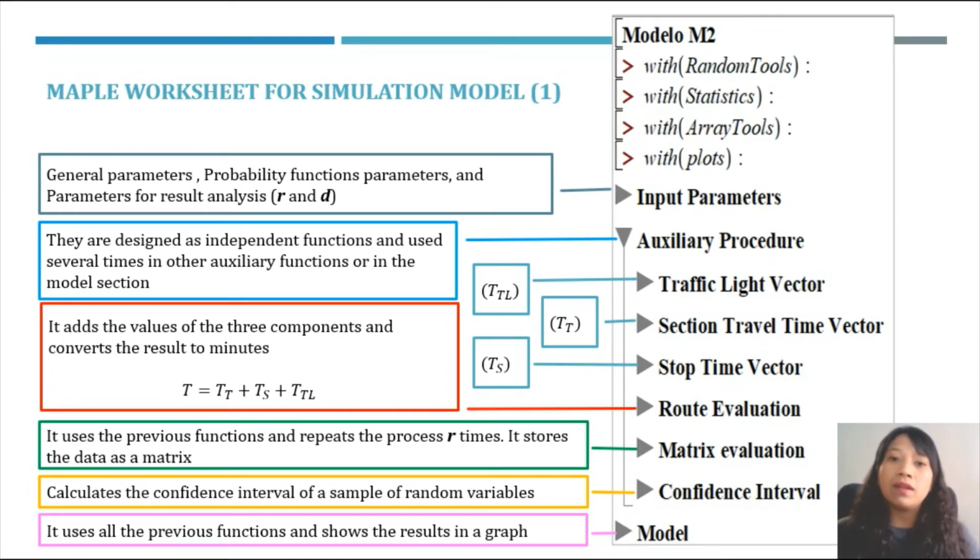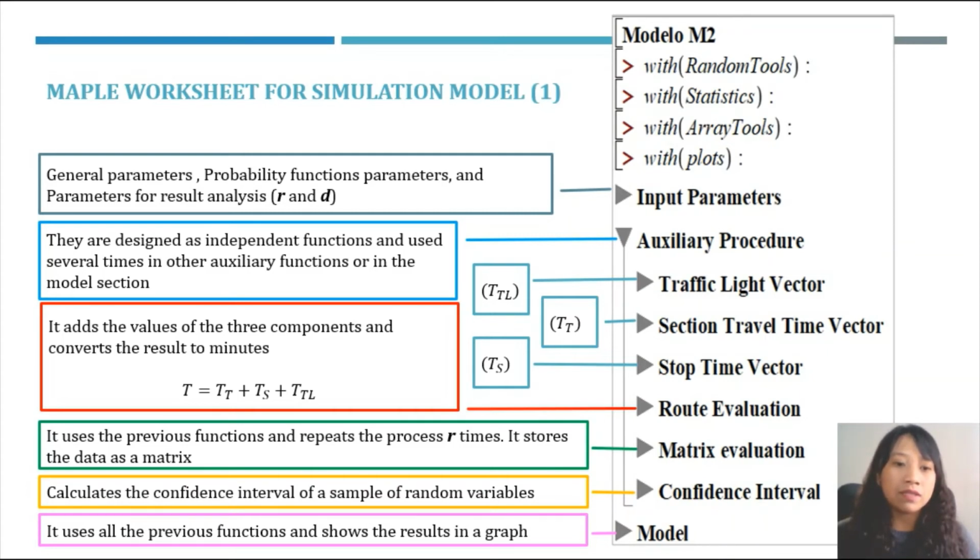We consider one data D as the total travel time for one specific route, and one replica R as a set of the data. Then, for result analysis, we need to define these two parameters.